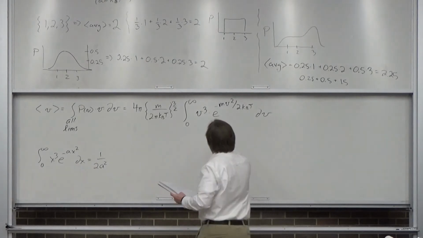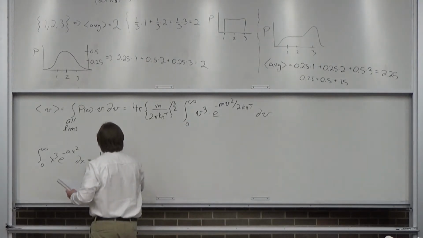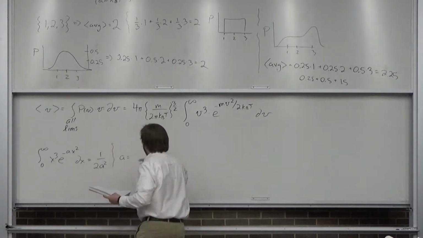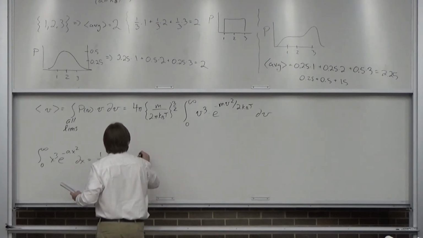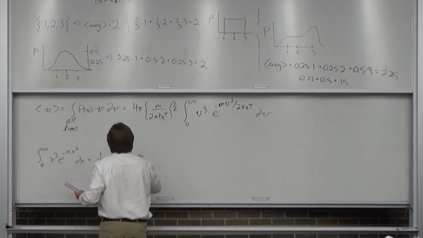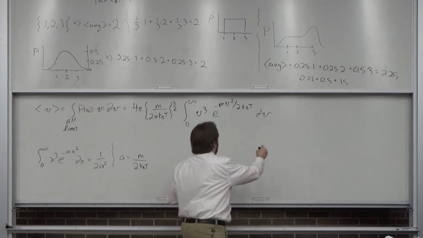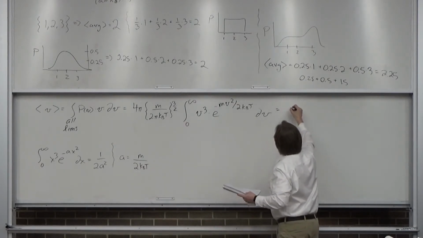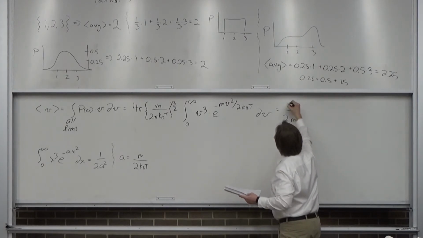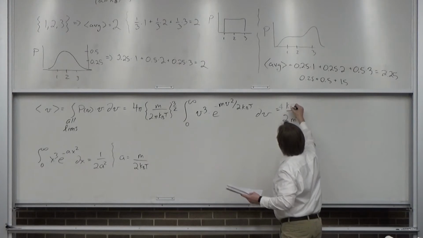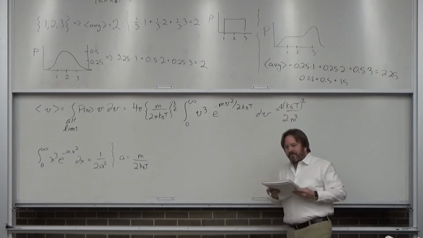Okay, once you look at this thing, you realize that this is not too hard. We talked about messing up the minus sign. We talked about that in the previous lecture. You recognize that A is M over 2 kBT. And therefore, the answer is 1 over 2 M squared over 2 kBT squared. There you go.